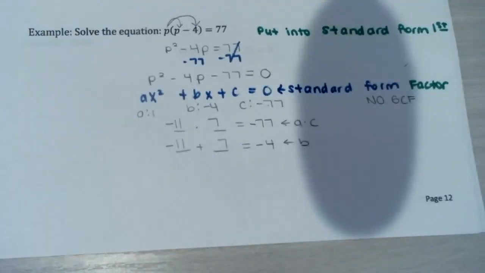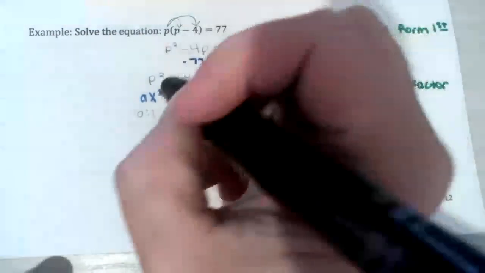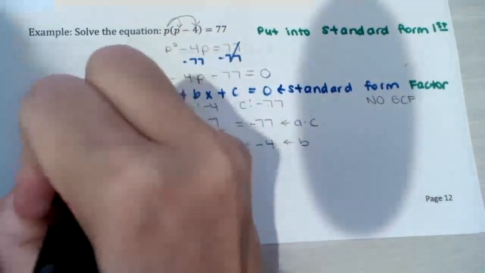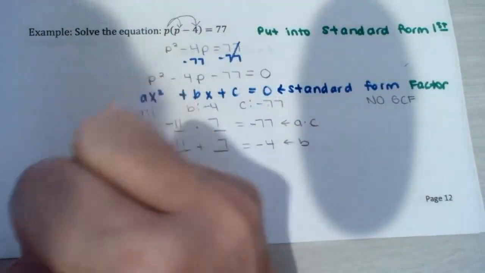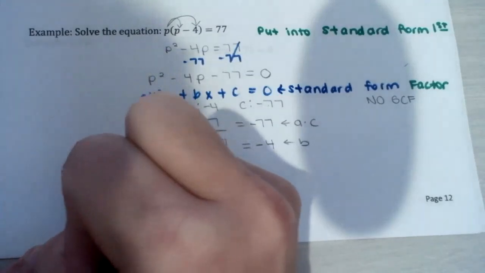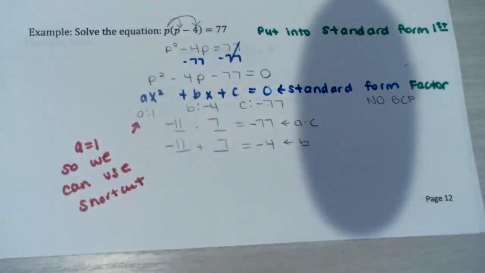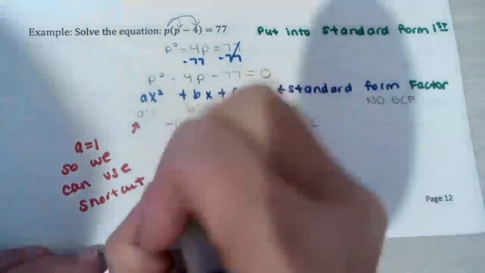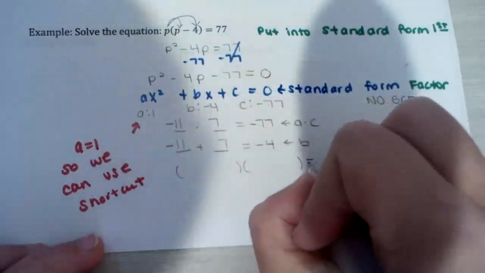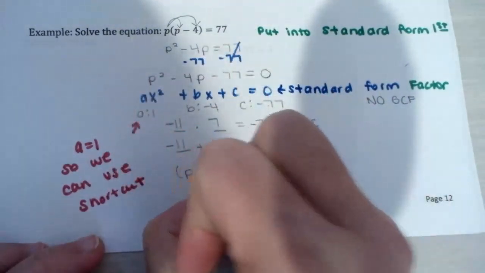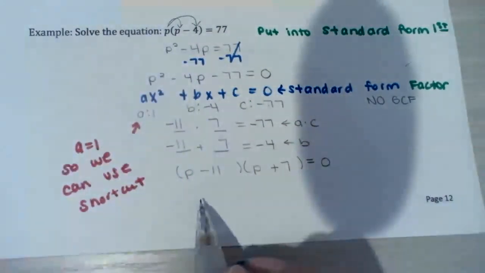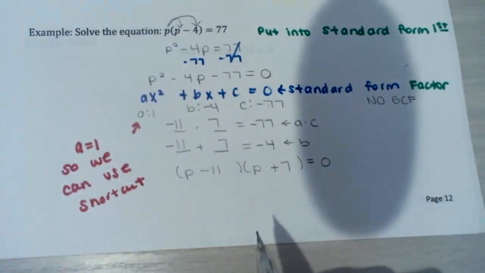All right, so great. So now here's the good part. A is 1, so we can use our shortcut. So our shortcut says we can go straight to our two factors, set equal to 0. Our variable in this case is p, and our blank is negative 11 and positive 7. So that means our two factors are p minus 11 and p plus 7 equals 0.